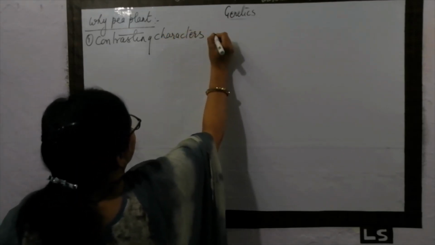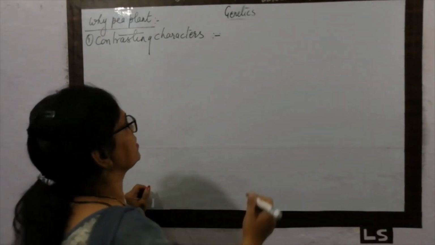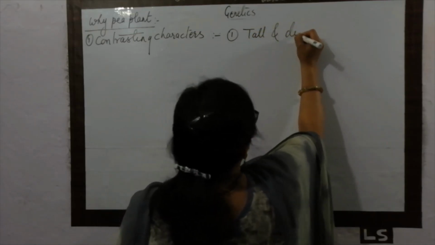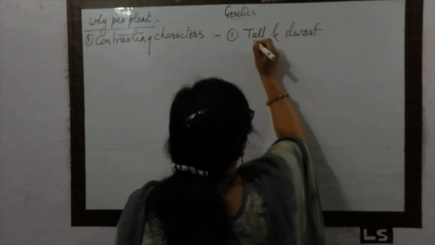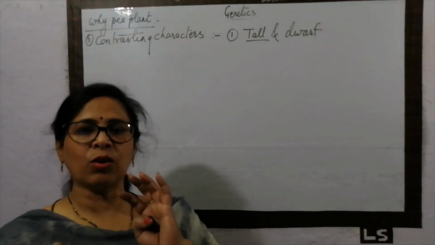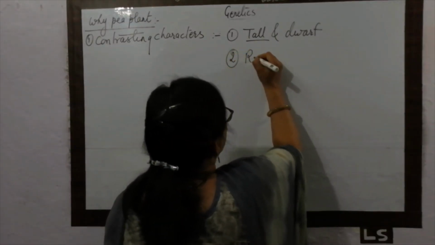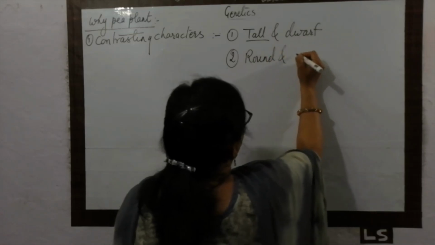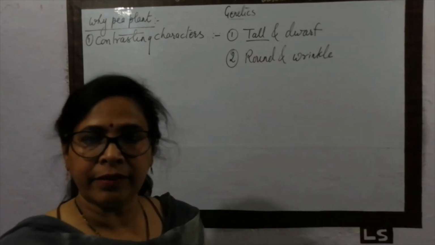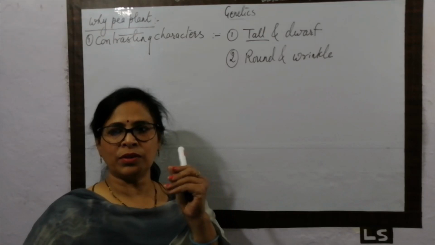He selected 7 contrasting characters. First, tall and dwarf. As I told you, tall is the tall, dwarf is the small. This is the contrast to each other. Second, round and wrinkled. What is the meaning of wrinkled? It is not round. It is somehow shrunken.